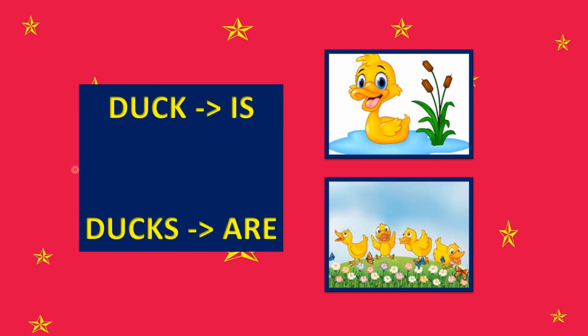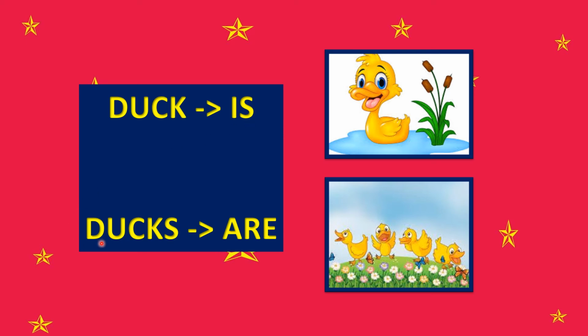So now let us look for more words so that you can understand where to write is and where to write are. Okay? So see, D-U-C-K, duck. Yes children, D-U-C-K, duck. Can you find here any S? No. That means this duck is only one. So we will write I-S, is.